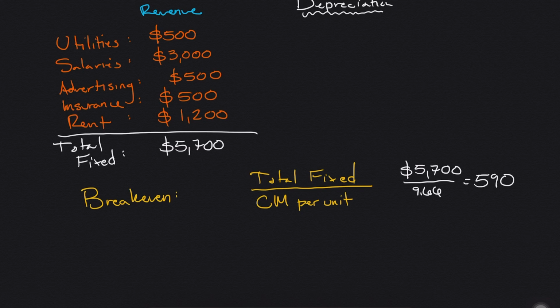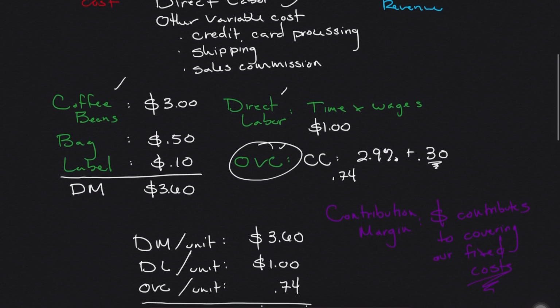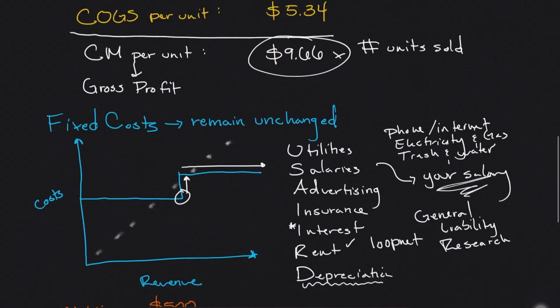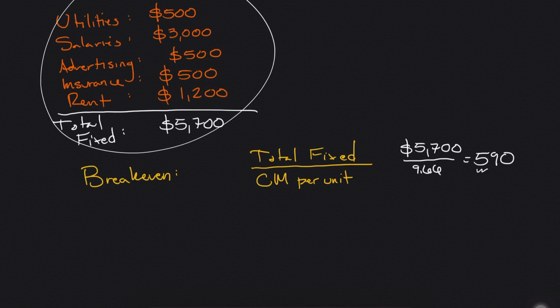So what this means is that for me to operate this business, assuming that all of these variable costs are accurate, and assuming that these fixed expenses are accurate, I have to sell 590 bags of coffee every single month just to break even. That's an important term, because breaking even doesn't imply profitability. This does not mean I'm making money. This means I'm covering these expenses. I'm not yet profitable.